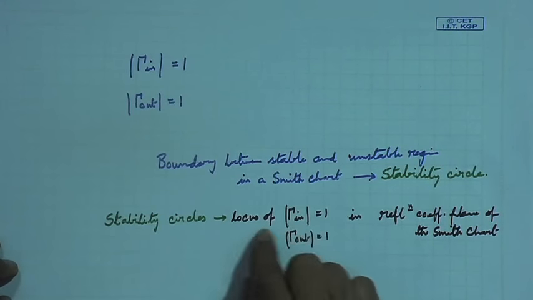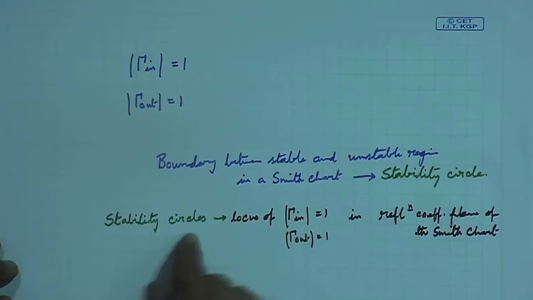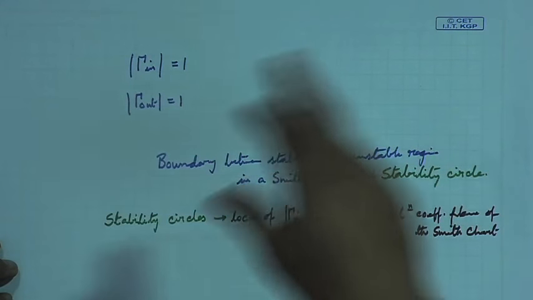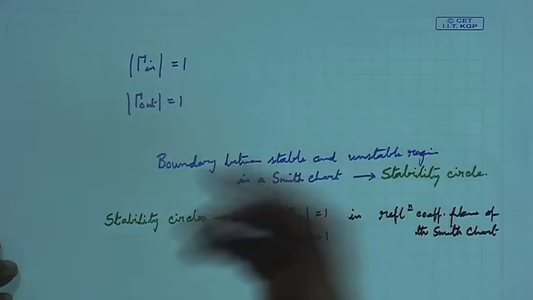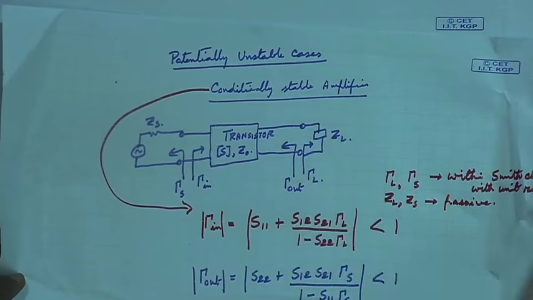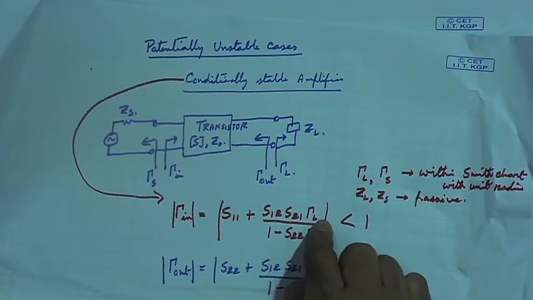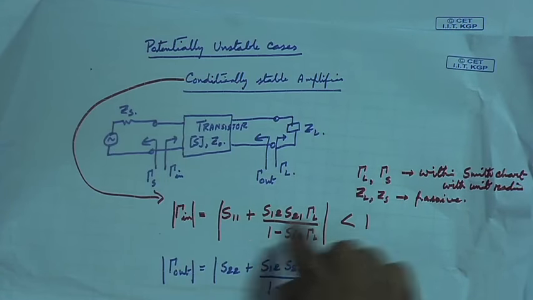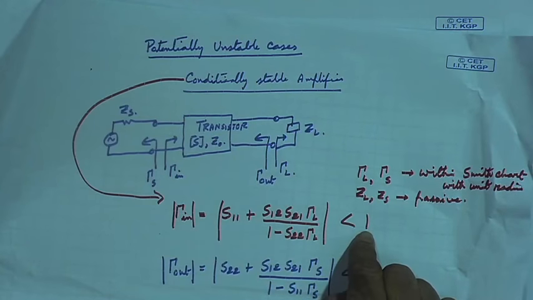So, that means we have two such loci. We will have two stability circles. One we call the output stability circle, which determines the values of gamma L that give that boundary. For gamma in equal to 1, as you can see, gamma in is basically a function of gamma L as well as the S parameters of the transistor. So, this output stability circle is when gamma in is equal to 1.